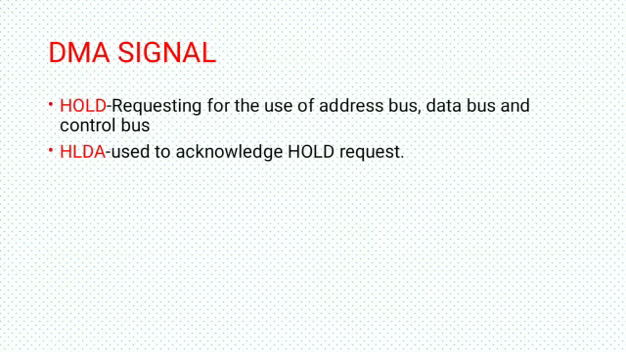Then DMA signal. Here two signals are used. One is hold, another one is HLDA. Hold signal indicates that another master is requesting for the use of address bus, data bus and control bus. HLDA: this active high signal is used to acknowledge a hold request.